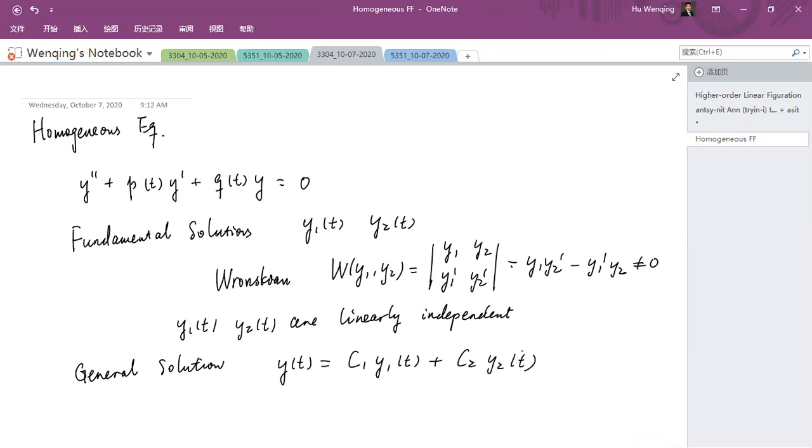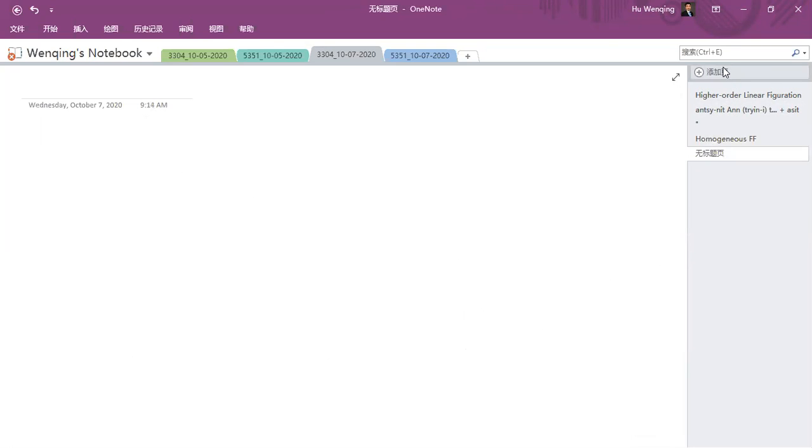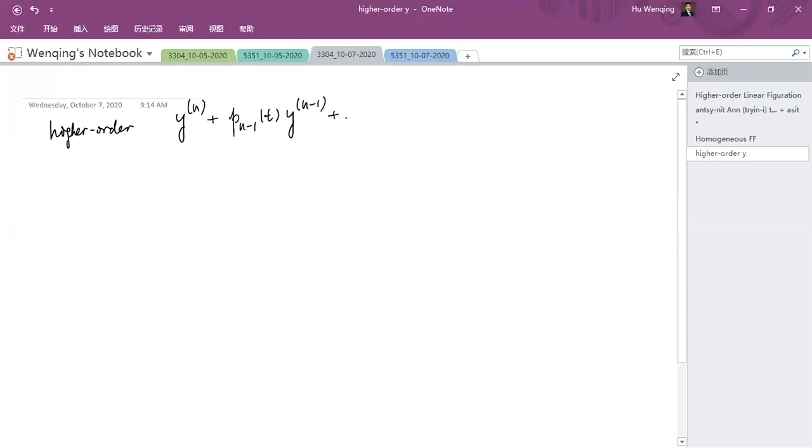So now the point here is that we have to extend the whole theory to higher order equations. If you consider a higher order equation, let me use the equation in standard form. So that means the nth derivative plus p n minus 1 of t times the n minus 1 derivative plus dot dot dot plus p1 of t y prime plus p0 of t y is equal to 0, right? So that's going to be a higher order homogeneous equation.